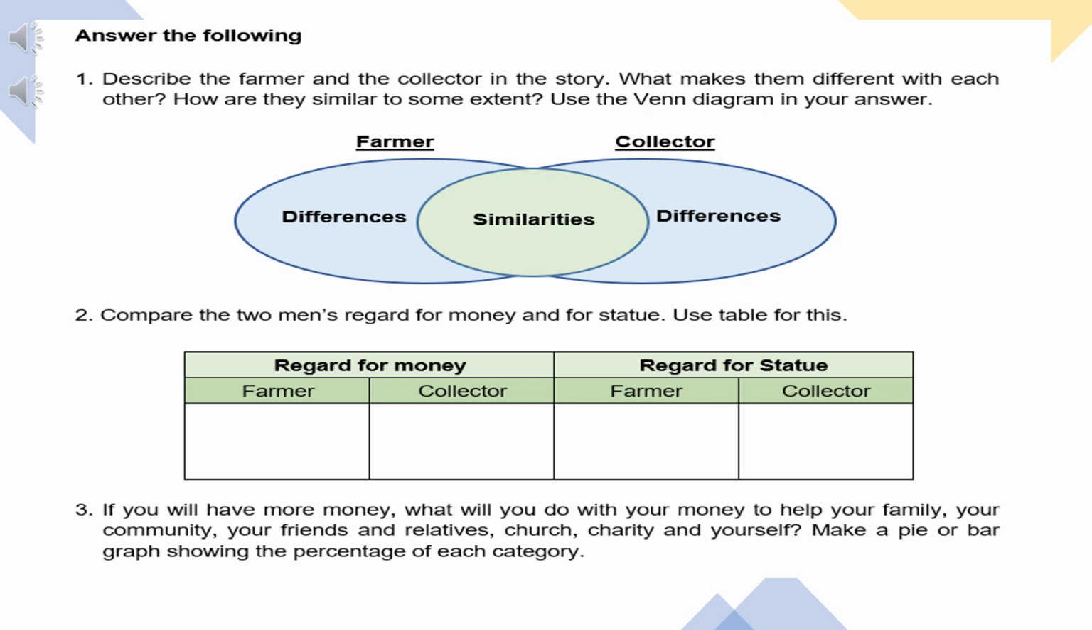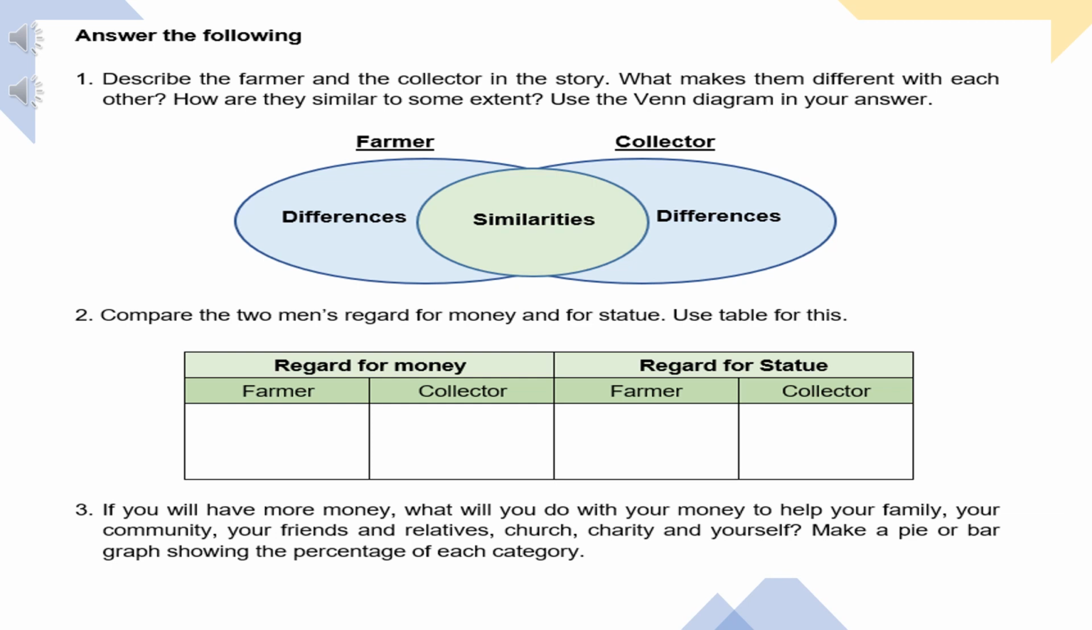How about the similarities? For the similarities, they are both happy in the end. So there's eminent happiness in the characterization of the farmer and of the collector. So that's the thing there, class, that in every decision we make on certain things that we value in life, let's see to it that we will be happy at the end. So that will be for number one.